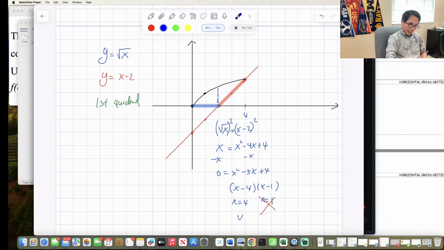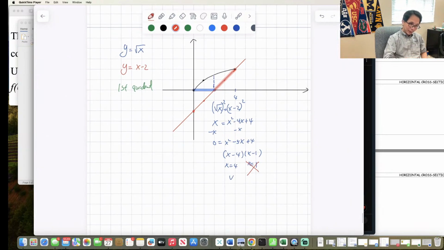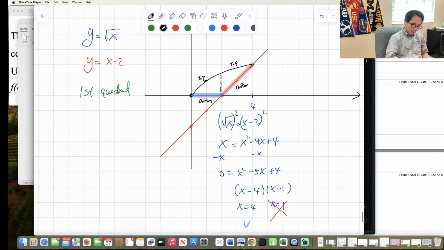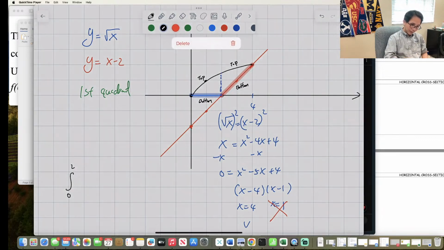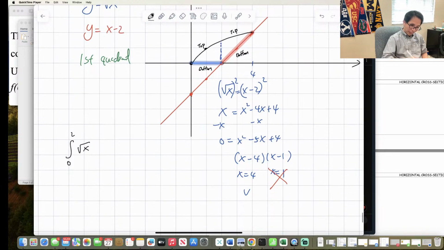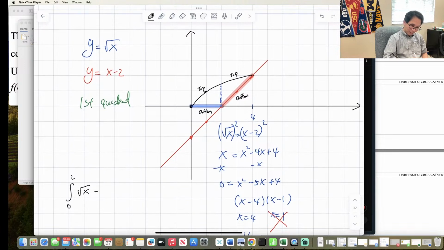So then you're going to have 2 integrals. Why? Because in this particular case, here is the top, here's the bottom, and here there's a top and there's a bottom. So there are 2 different ones, so you have to do 2 separate integrals. You're going to do a separate integral between 0 to 2. What's the function on the top? Square root x, right? So this is going to be root x minus the bottom, which is 0, dx.